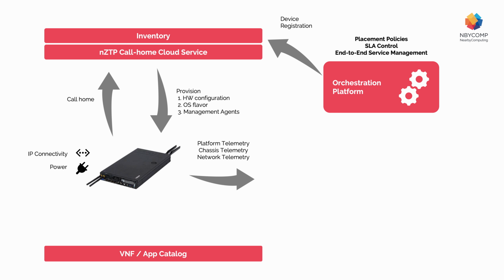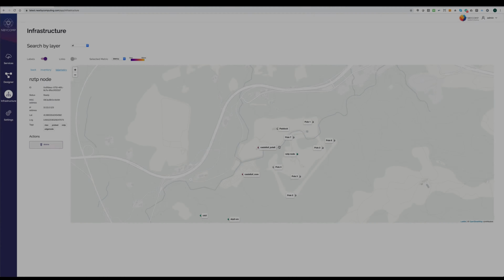Once the node is ready, it immediately starts publishing data about the platform telemetry, chassis telemetry, and the network telemetry. At any moment, the information regarding the platform and the chassis of the node is available through the telemetry dashboard.